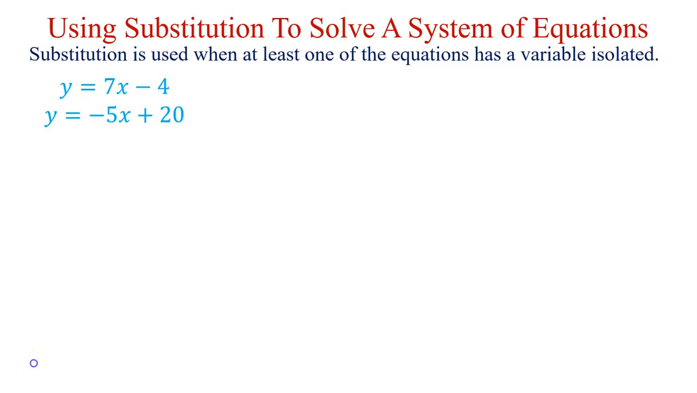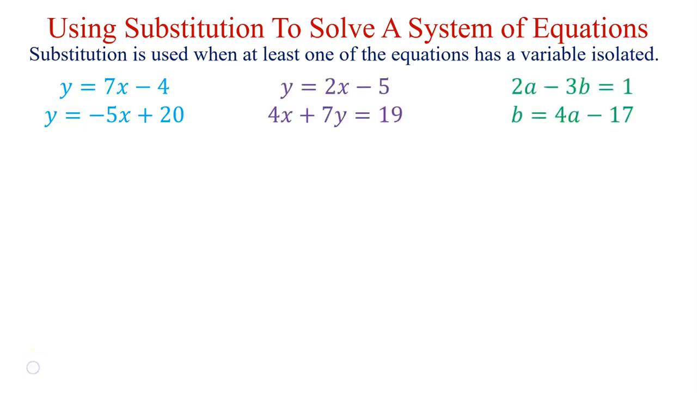Here we have a system, there's a different system, and a third example. In our first system, we can see there is a variable isolated. Actually, both of them have a variable isolated. While in the second one, there's only one equation that has a variable isolated, and in the third, it also has a variable isolated. So in all three of these scenarios, substitution would be the most common method used. So we'll look at the first one.